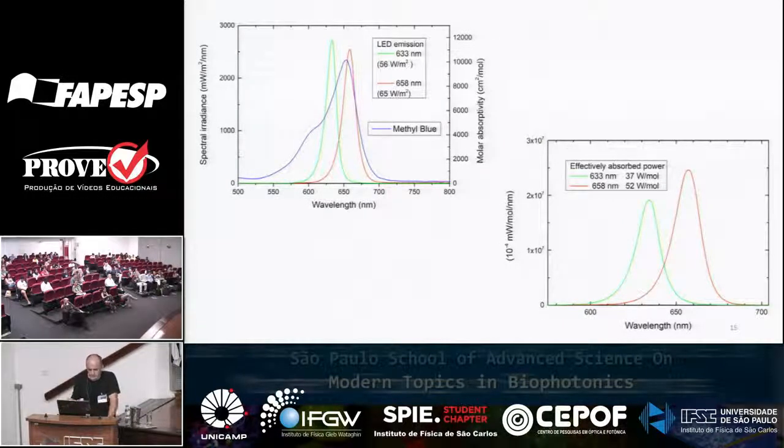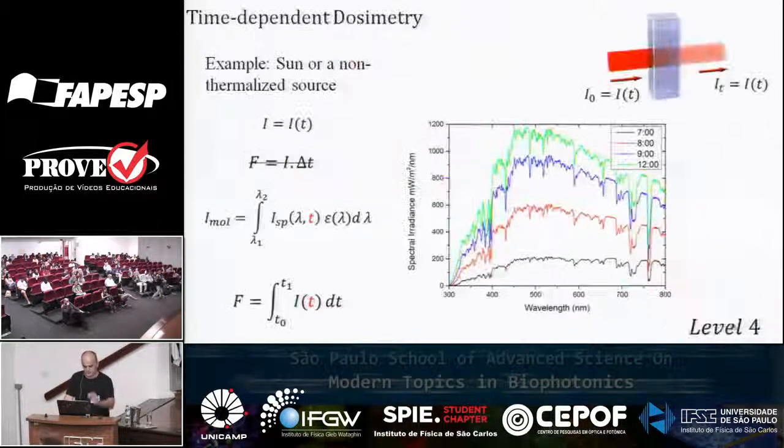If you do that, you can compare, for example, two LED systems. One is 633, another 658. It's a very typical LED system that you use in photodynamic therapy. But you have some similar peaks. If you integrate these values, you have some different values also, see? If you are interested in measuring how these different sources interact with your methylene blue, you can measure how many watts per mole per nanometer you are putting in each case. Integrating, you see some bigger differences in how many watts per mole you are putting on your sample.